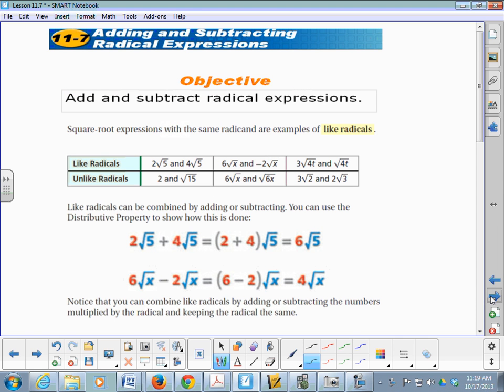All right, so we're going to add and subtract radical expressions. And it says square root expressions with the same radicand are examples of like radicals.